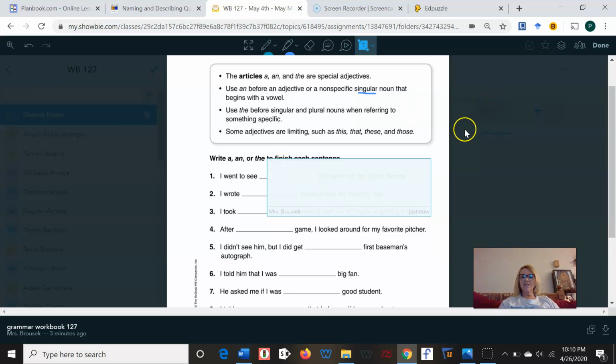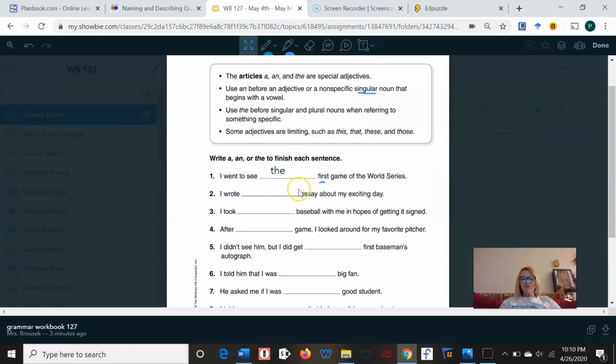For some reason, it doesn't want to. Well, there it is. Here we go. Sorry, guys. Okay. So we have the for our first one. Let's skip down to number 2.